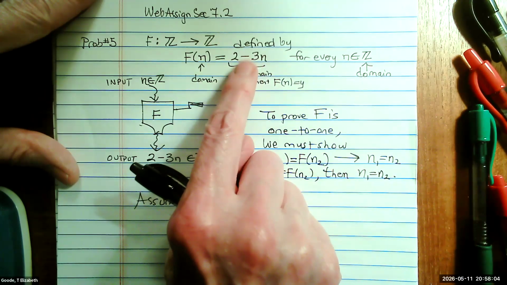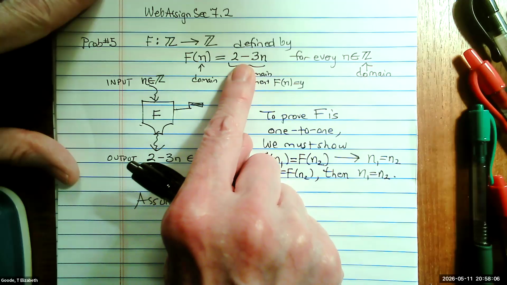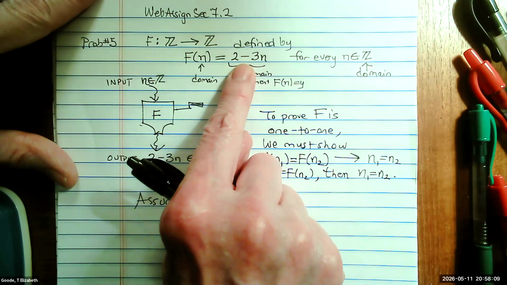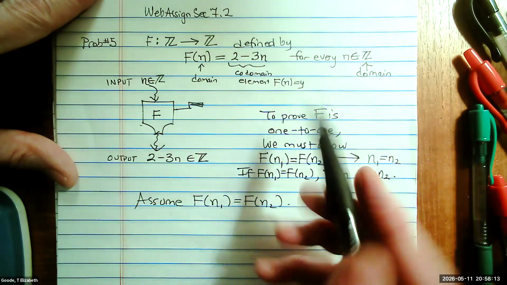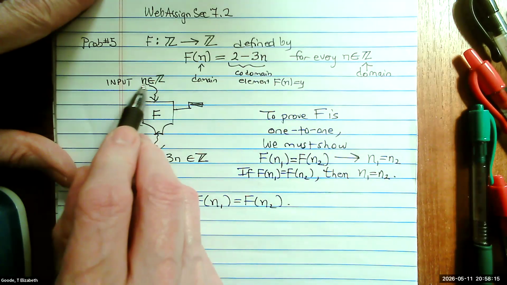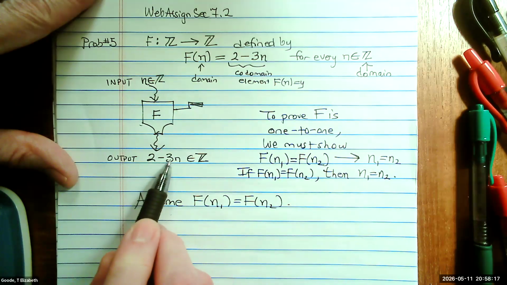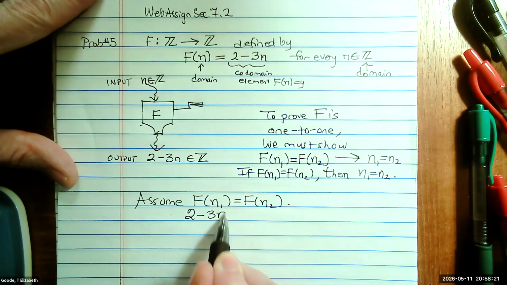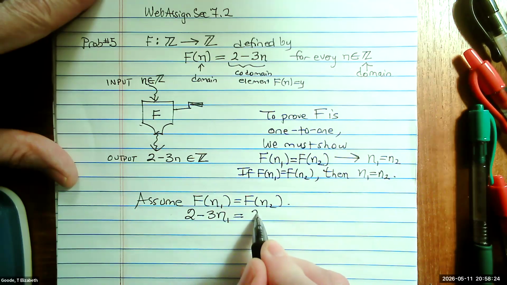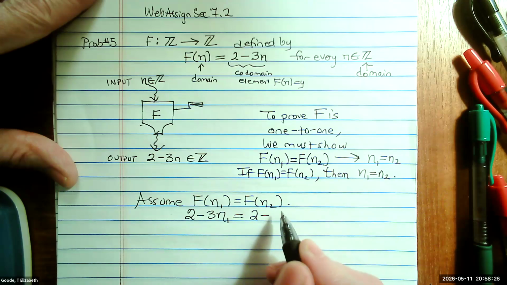We have to use the definition of f, of course. That voice is still haunting us. But the definition is simple. It just means if you're dropping in n1, then out comes 2 minus 3 n1. So this is 2 minus 3 n1 equals 2 minus what?